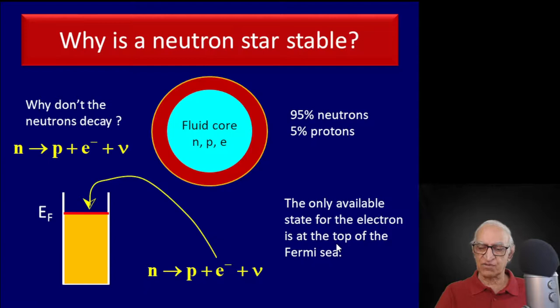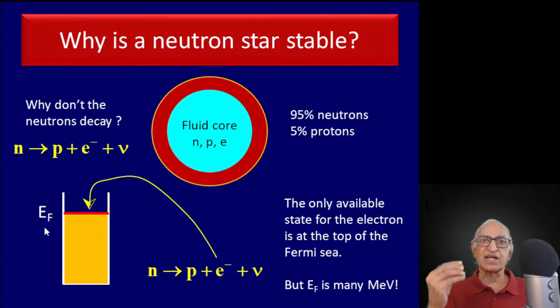Now, the only available state for the electron is the top of the Fermi sea. And why can't this electron go and sit over there? That is because this Fermi energy is many millions of electron volts in value. That is because the electron density is enormous. Even though the electrons are only 5% of the protons, the density is 2.5 times 10 to the power 14 grams per cubic centimeter. Therefore, the Fermi energy of the electrons will be many millions of electron volts. And the electron doesn't have that energy to go. That is why a neutron star is stable.